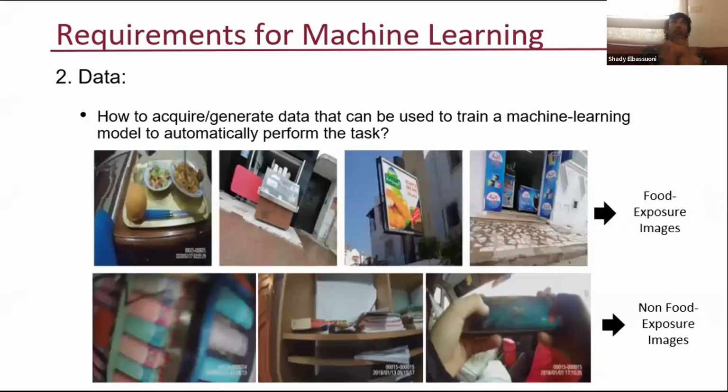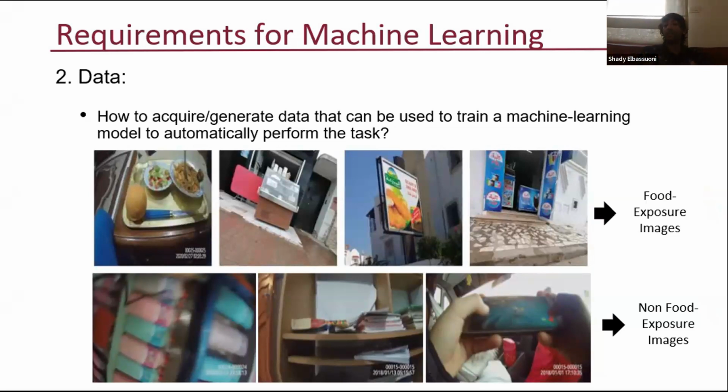The second step, once we've defined the task, is to build a data set that we can use to train this machine learning model so that it can automatically perform the task on real data. Typically, this data set has to be representative of the cases that we will encounter in reality, and sufficiently large to cover all those cases.